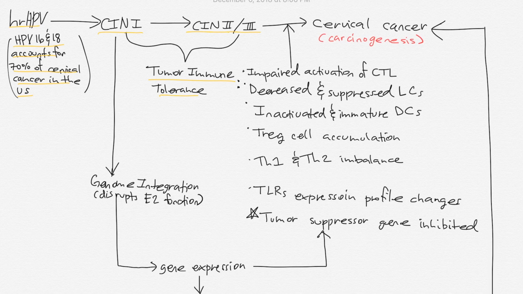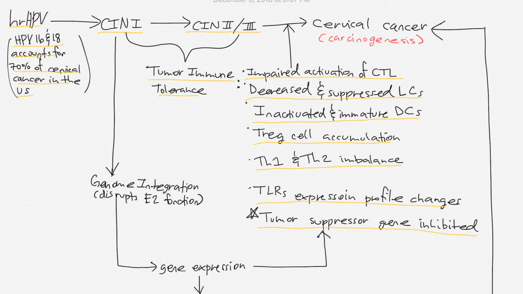Tumor immune tolerance occurs when there is an impaired activation of CTL, or cytotoxic T cells, decreased and suppressed LCs, which are Langerhans cells that belong to the dendritic cell family, inactivated and immature DCs, which are dendritic cells, an accumulation of Treg cells, and an imbalance in T helper cell 1 and T helper cell 2. It is also characterized by TLR expression profile change and tumor suppressor gene inhibition.